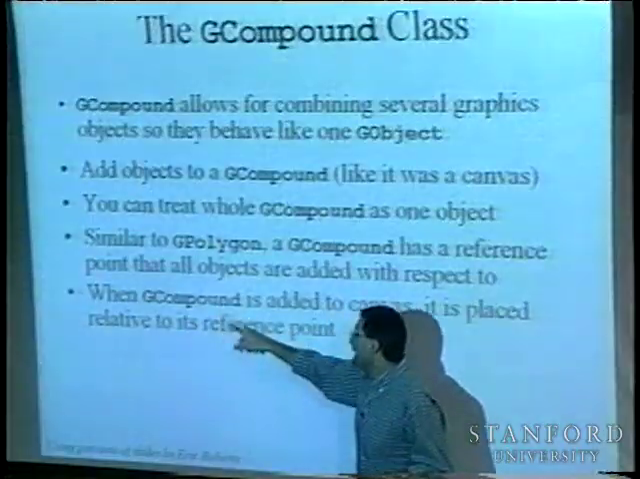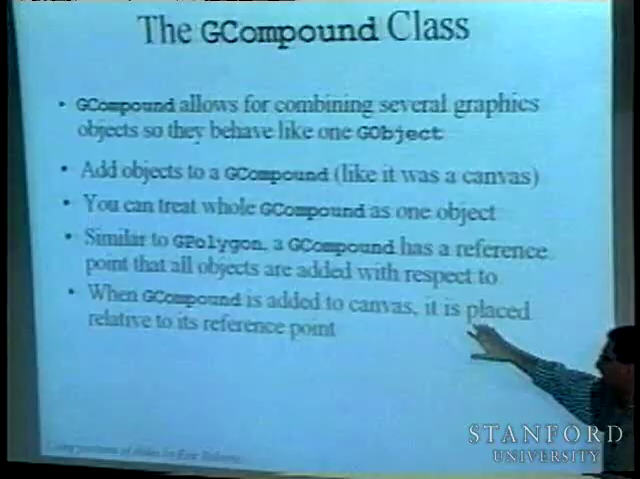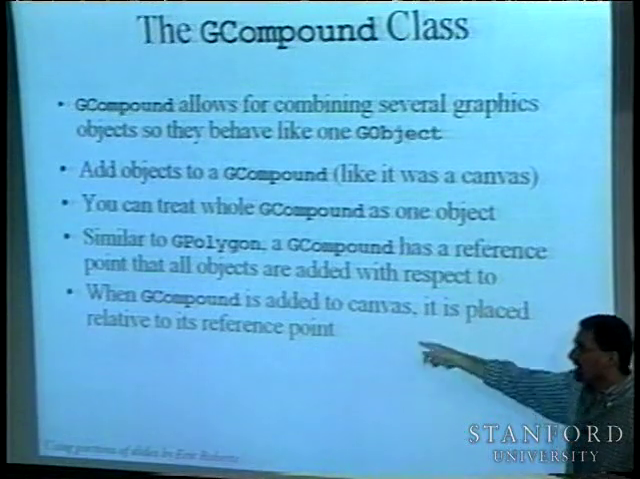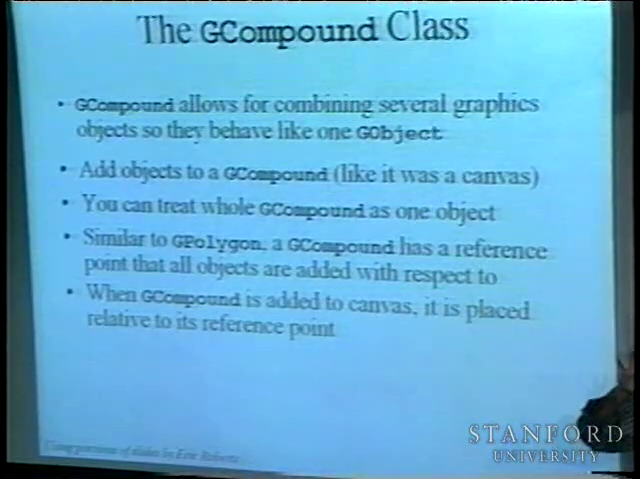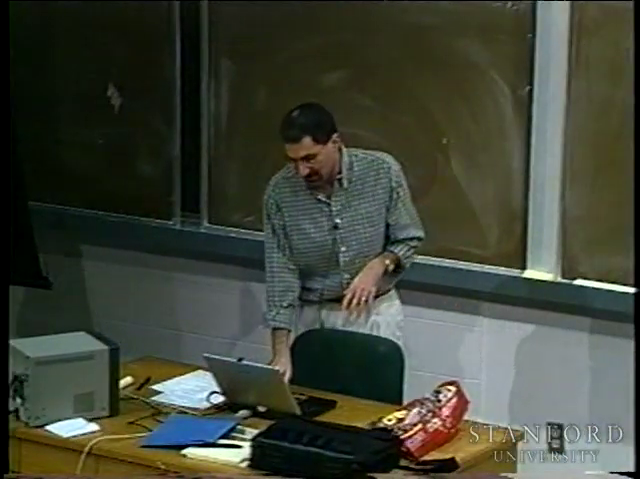You need to take the G-compound and add it to the canvas just like all the other rects or ovals or whatever you did before. And when you place it relative to its reference point, it will draw all the objects that it encompasses. Okay? So let's actually just see what that looks like.